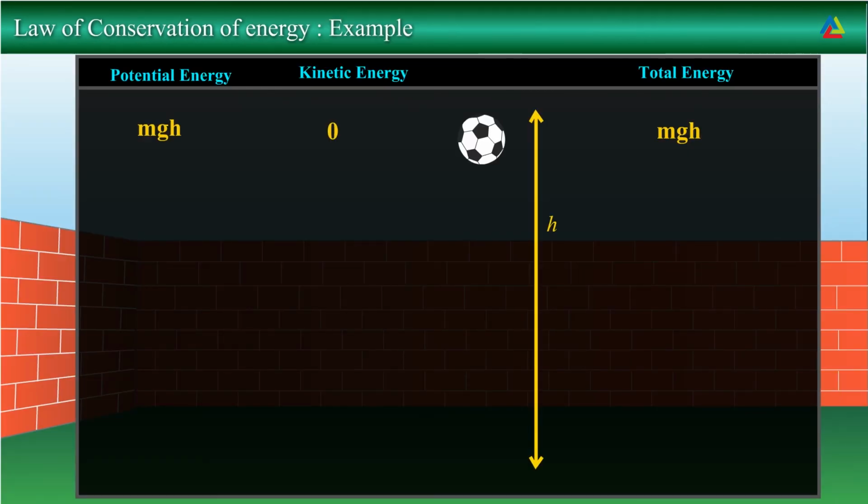A simple example. Let an object of mass m be made to fall freely from a height h. At the start, the object has only potential energy and kinetic energy is 0. Kinetic energy is 0 because its velocity is 0. The total energy of the object is mgh. During the fall, its potential energy will decrease and kinetic energy will increase. After a fall of x meters, potential energy becomes mg multiplied by h minus x, and kinetic energy becomes half the product of mass and velocity square.